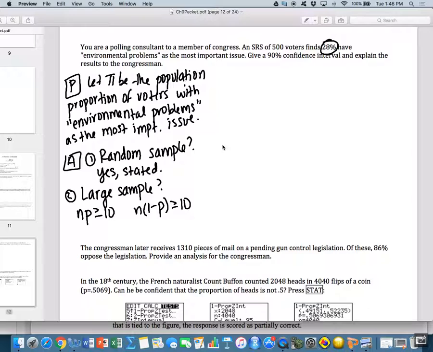So n is 500. There were 500 voters. p is 0.28. 500 times 0.28 is 140, which is certainly greater than or equal to 10. n is still 500. Then we have 1 minus 0.28. This is 360, which is greater than or equal to 10. Okay, so I want you to say something like, yes, the sample is large enough, and tell me that you checked it.